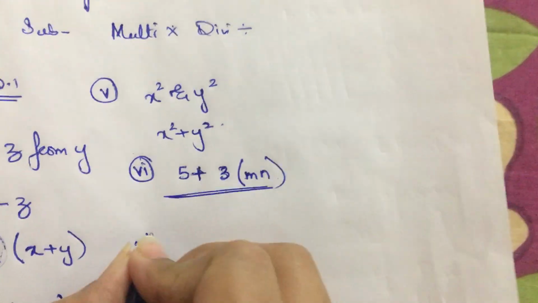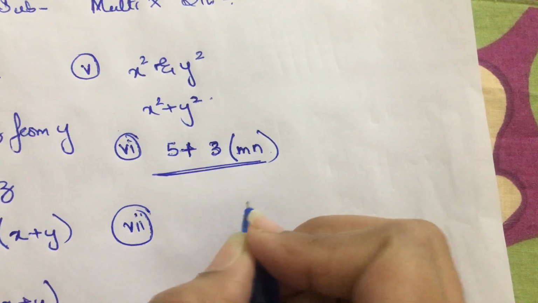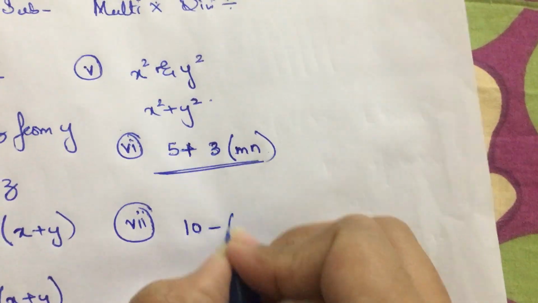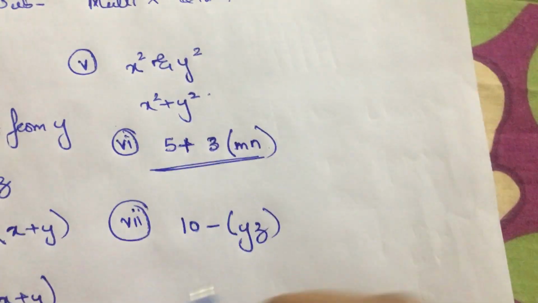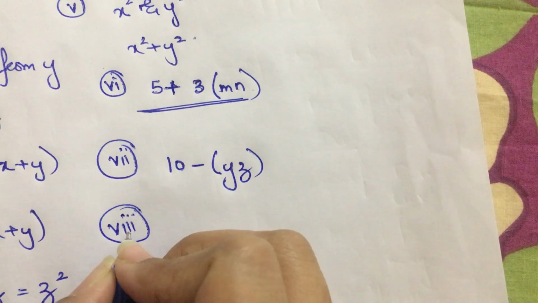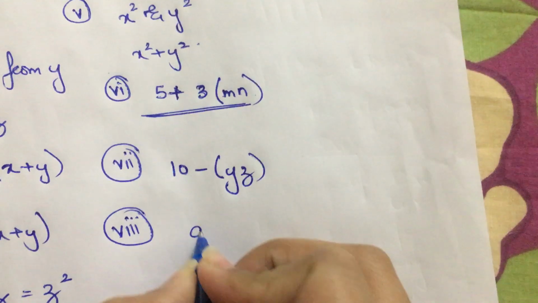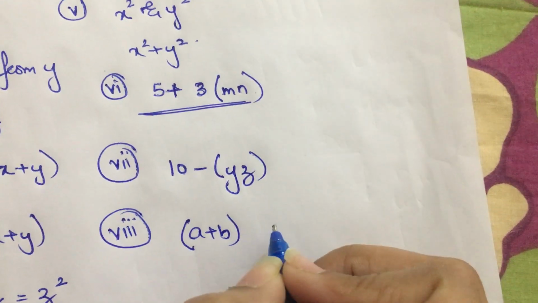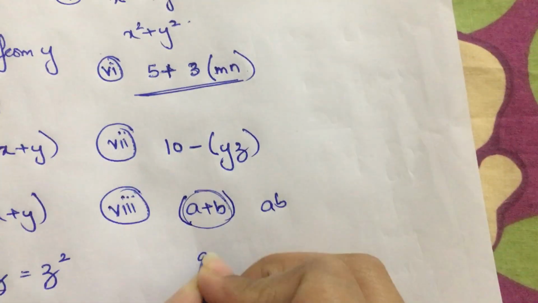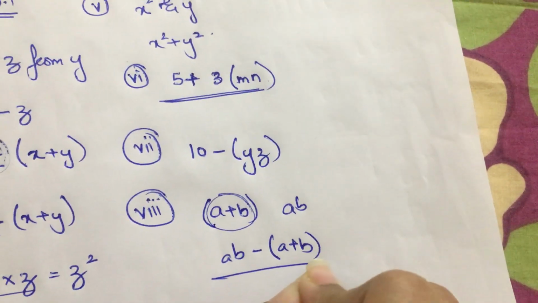Going with the seventh one, it goes as product of numbers y and z subtracted from 10. So 10 is going to come first, and you're going to subtract the product of y and z. That's how you're going to write it down. Going to the last one, it says sum of numbers a and b subtracted from their product. This is to be subtracted from the product. So the product is ab, so ab minus (a plus b) is what we are going to write for this one. This is how we finish the first question.